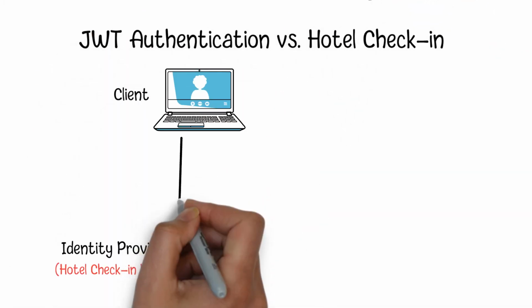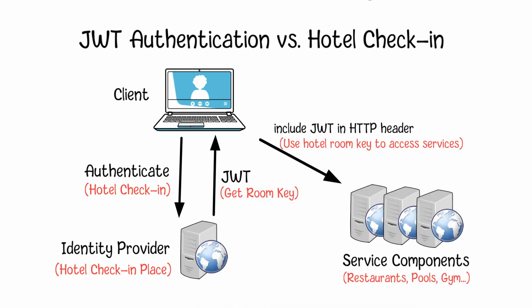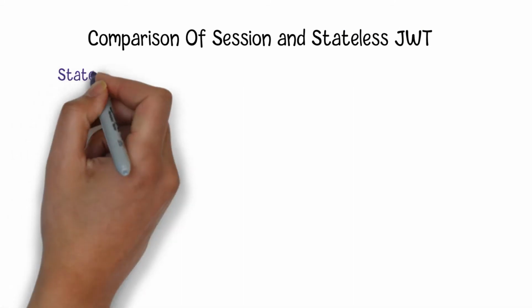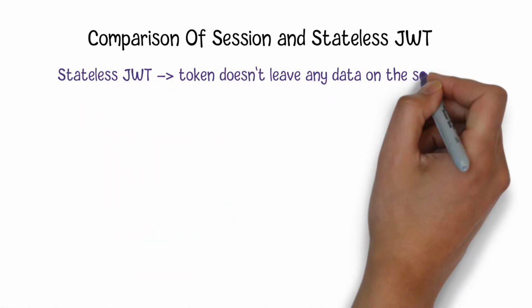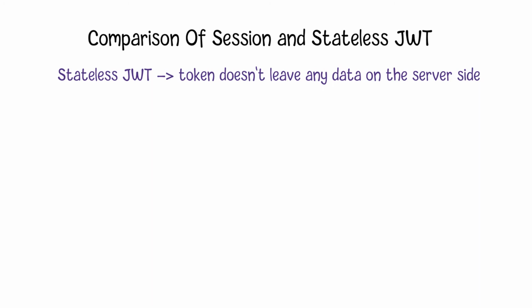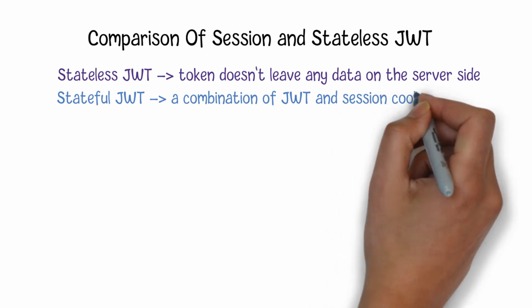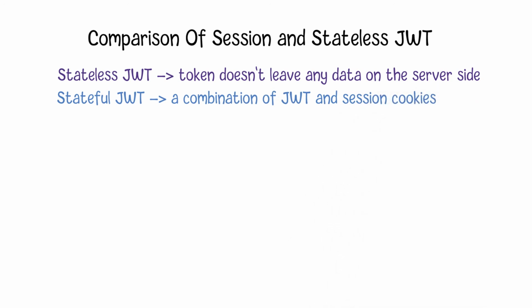Every time you want to use a service, you need to include your JWT in your HTTP request header, which can be used to authenticate your identity. Those services retrieve the public key from the identity server and use it to authenticate the request from the client. The JWT we are mainly discussing in this video is the stateless JWT, which means the token doesn't leave any data on the server side. There are also stateful JWT tokens, which will work as a combination of JWT and session cookies.